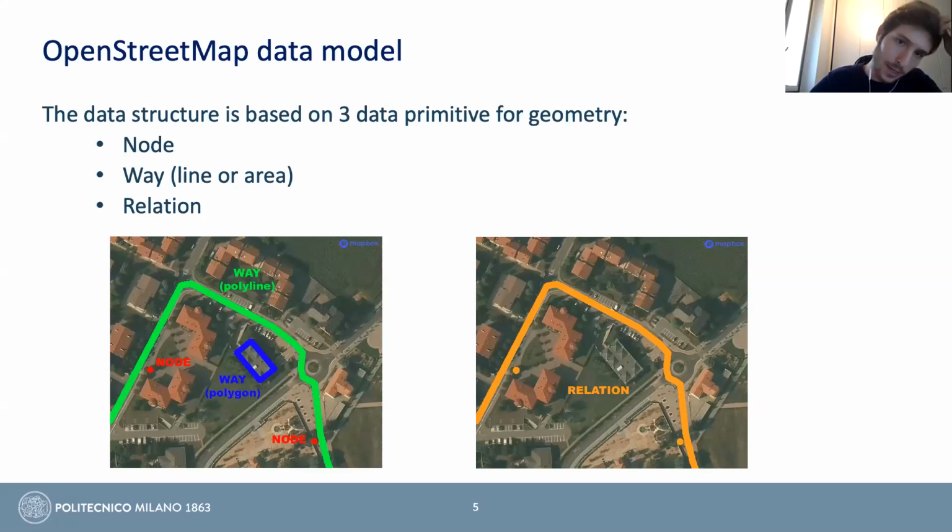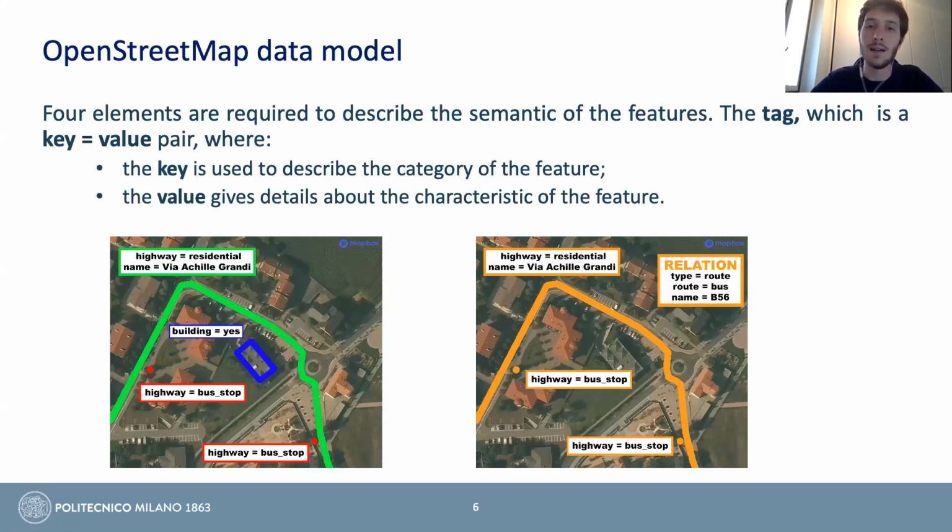But we can say that this description is not enough for a complete description of the element that we found. So it is also needed to have the tag. The tag is a combination of key and value, and these are the attributes that describe the previously found element. We can see in the image, for example, some common attributes such as building equals yes for this way, which represents a building. Also for the relation, we can have a specific tag.